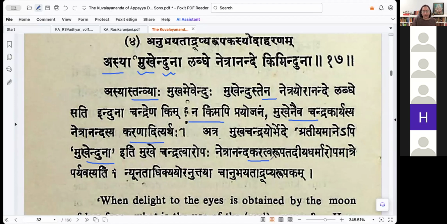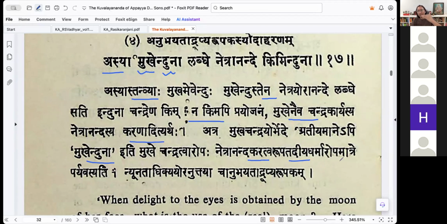So netra anandakaratva rupa tadiya dharma, tadiya prasiddha chandrasya dharmasya aropa matre paryavasyati, it stops only with the superimposition. What are you superimposing here? Only the dharma of netrananda karatvam, the quality of bringing pleasure to the eyes. So nyunata adhikya yoho anuktaya, nyunam or adhikyam is not mentioned here. So anubhaya tadrupya rupakam. Okay.